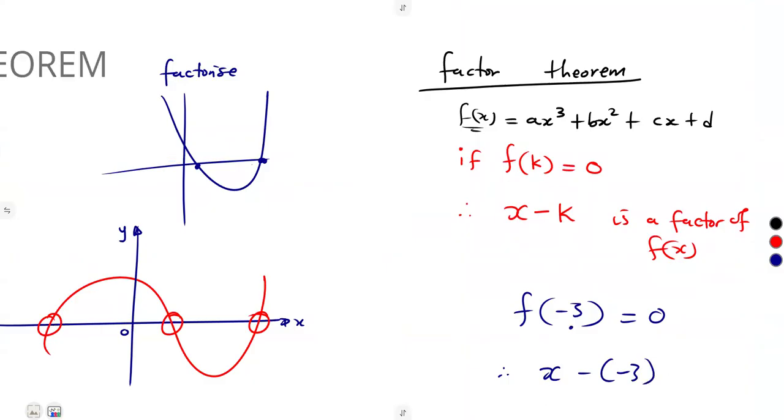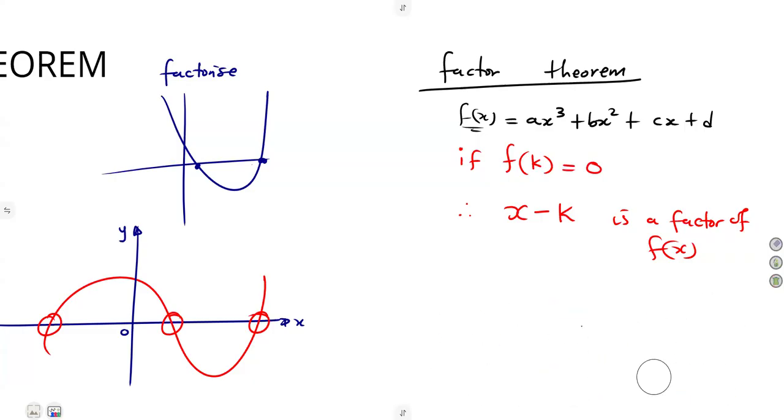So meaning to say we are talking about x plus 3, because minus a negative is a positive. So x plus 3 is a factor. That's the whole idea there. The value that you substitute. So k is a constant.